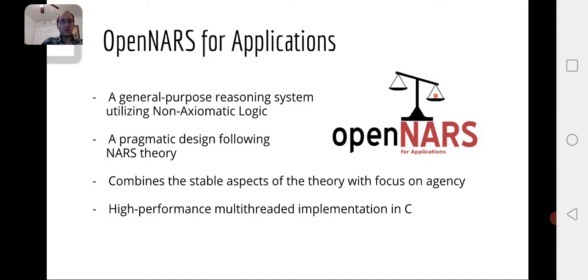This capability to learn from temporal relationships was an important design criterion for this OpenNARS for Applications design and implementation. And this OpenNARS for Applications is a general purpose reasoning system which utilizes the non-axiomatic logic, and it's a pragmatic design which follows the NARS theory. It contains only the stable aspects of the theory and has a strong focus on agency, that is, systems that make their own decisions to reach certain outcomes. The implementation of this system is a high-performance multi-threaded implementation in C.